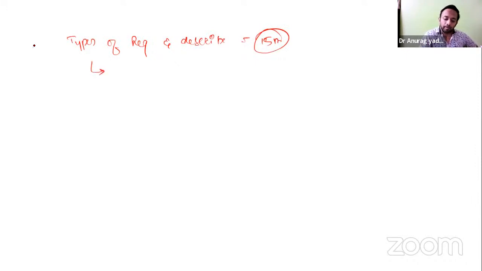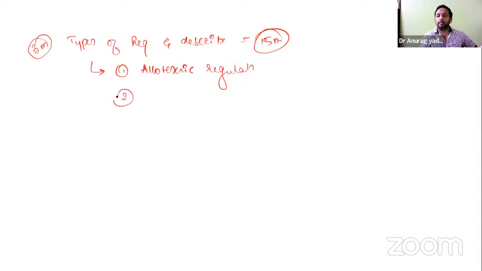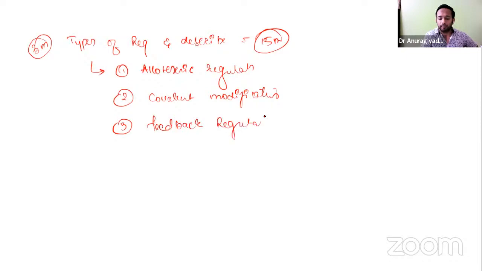Or sometimes they'll ask you for 3 marks: just write different types of regulation of enzymes. First one, we term it allosteric regulation. Second, we have covalent modification. Third one is called feedback regulation.